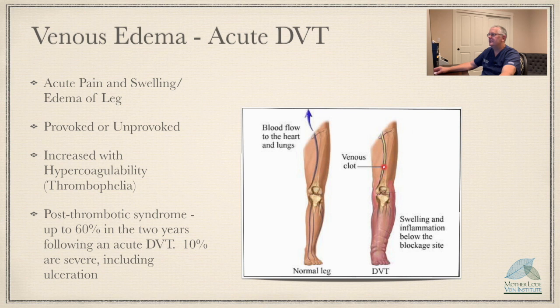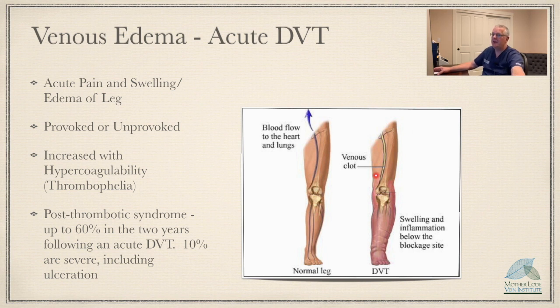So what happens with an acute deep vein thrombosis? Well, a clot occurs, and that obstructs the flow through the vein, and that then causes swelling and inflammation below where the clot is present. Sometimes it occurs because it's provoked by something, either like a long plane flight or some sort of local trauma, and sometimes it's not provoked.